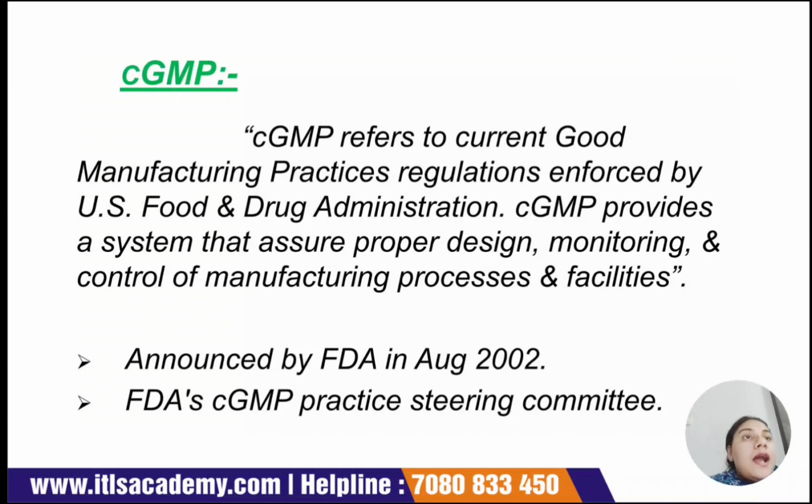Again, CGMP assures the identity, strength, quality and purity of the drug product by requiring the manufacturer of the medication to have a very controlled manufacturing operation. By control I mean checking whether the production unit, the raw material and the equipment are properly sanitized or not. So this is what control means here.